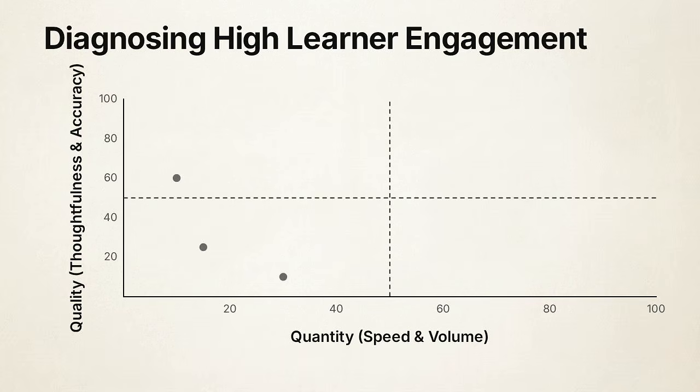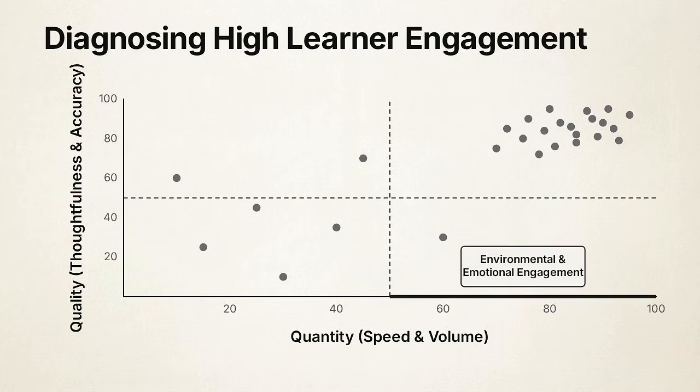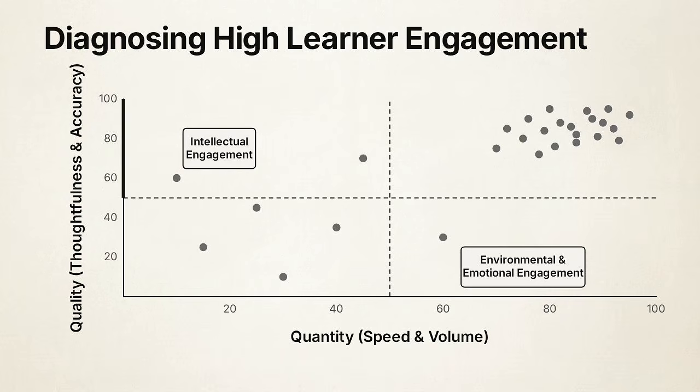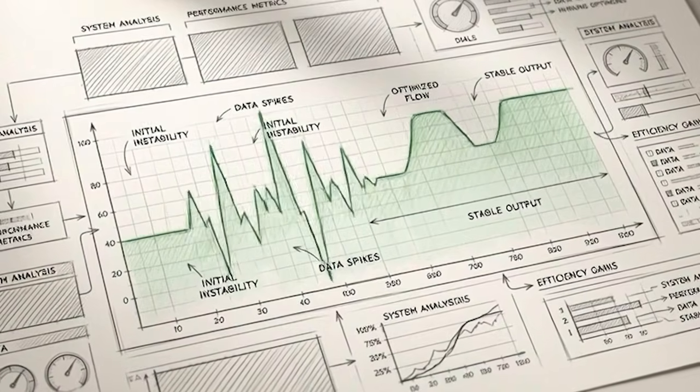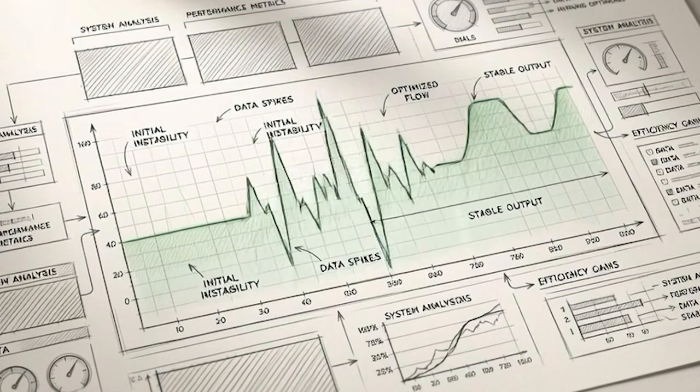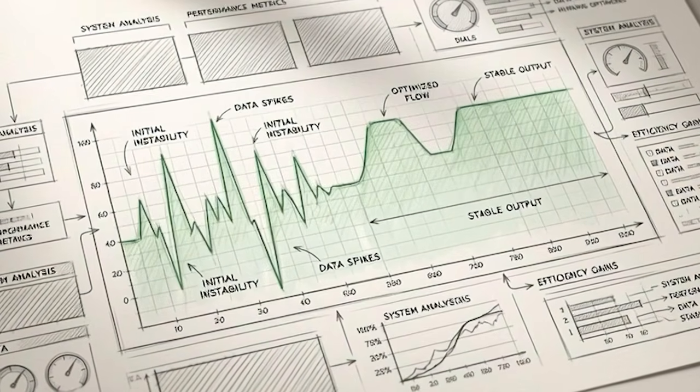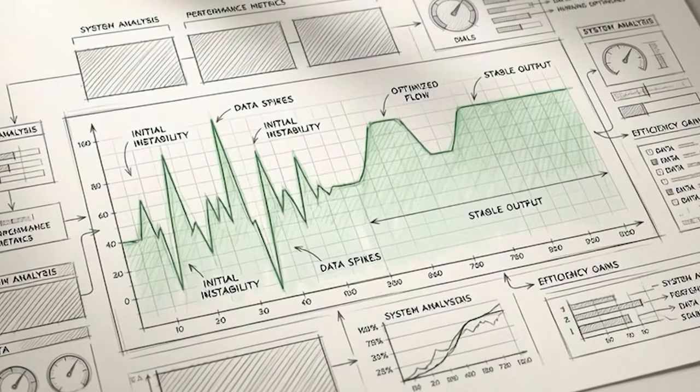The Inquirer Engagement Framework plots response quantity, speed, and volume against quality, thoughtfulness, and accuracy. High quantity shows environmental and emotional engagement. High quality indicates intellectual engagement with the material. Analyzing this immediate feedback loop lets you measure the health of your classroom instantly, so you can adapt your teaching strategy on the fly. Let's review the architecture of the question we just built.